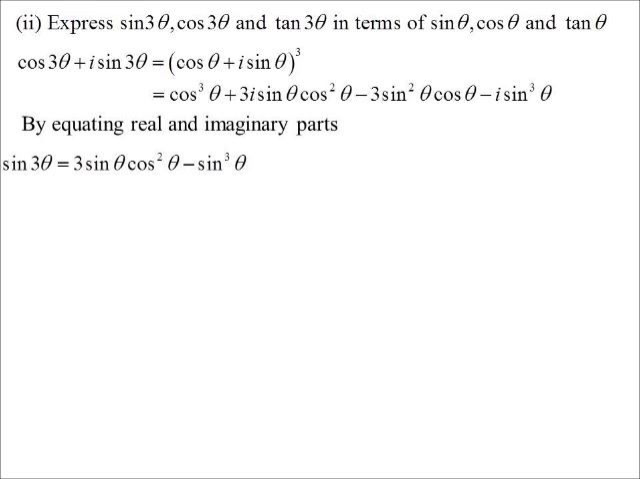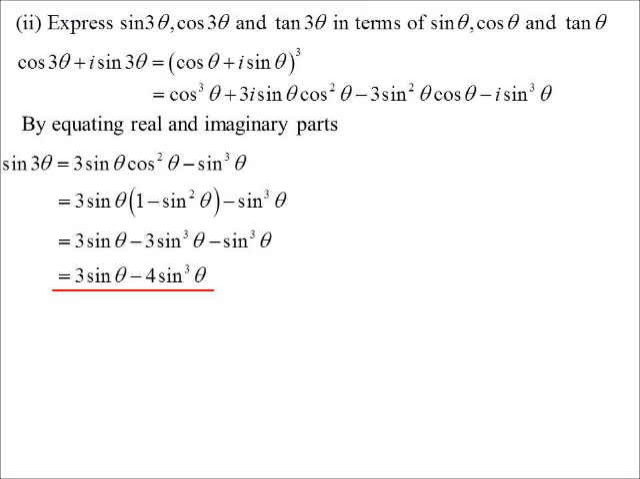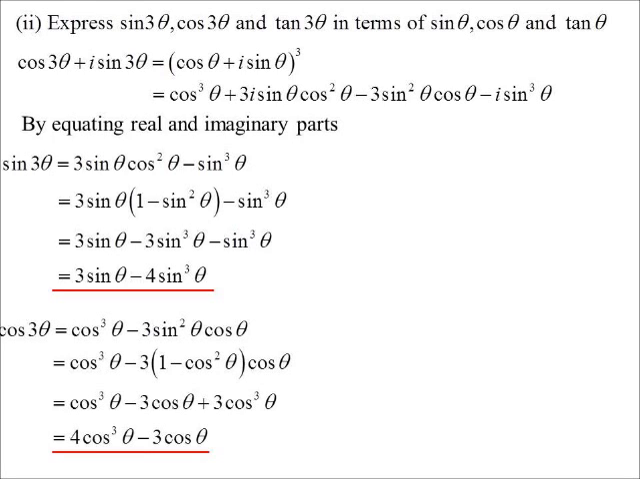So sin 3 theta is 3 sin theta cos squared theta minus sin cubed. Well, if I want it just in terms of sine, then I can replace the cos squared with 1 minus sin squared. Tidy that up. There's the result, 3 sin theta minus 4 sin cubed. So the real parts, cos cubed theta minus 3 sin squared cos. Again, if I want to get rid of the sin squared, we'll make that 1 minus cos squared. And we get our final answer, 4 cos cubed minus 3 cos.